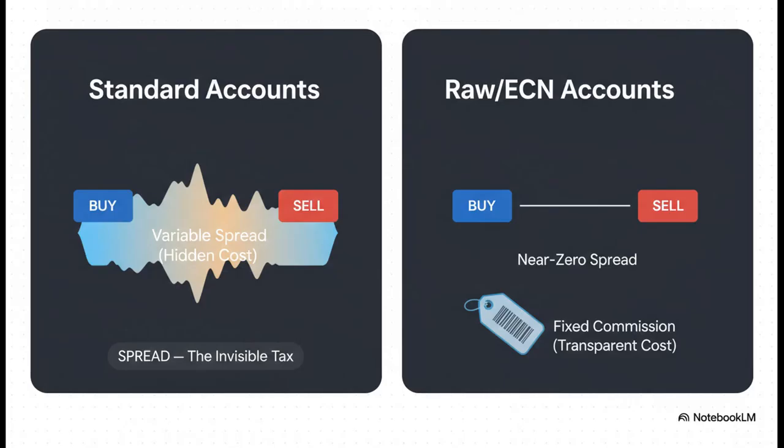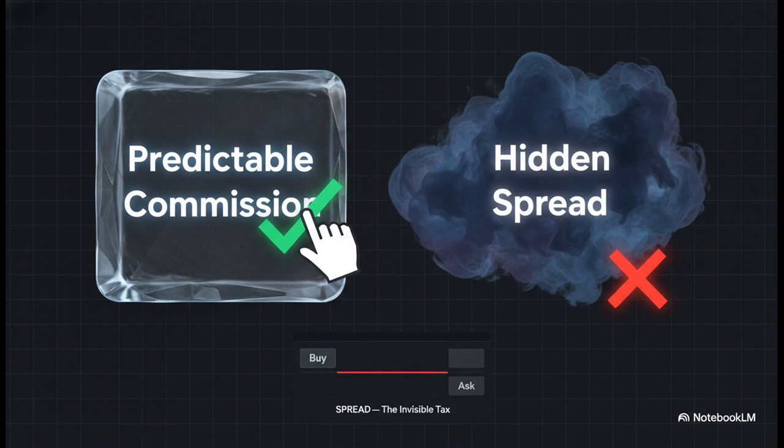And here's the big difference. With a standard account, that fee is baked into that wider fluctuating spread. But with a raw or ECN account, the spread is almost zero. We're talking razor thin. Instead of that hidden tax, you pay a small, flat commission. It's totally transparent. And that's really the whole point. Professionals would much rather pay a cost they can see, a predictable, flat commission, than a sneaky, variable cost that's hidden inside the spread. It's all about choosing a predictable cost over a hidden one.